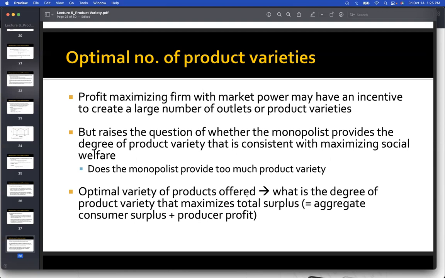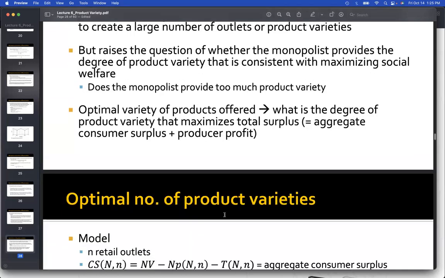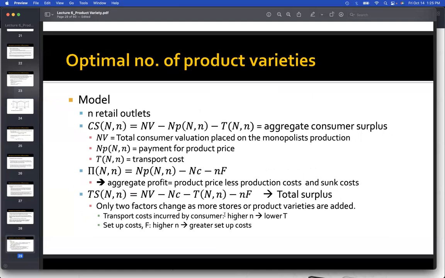Okay. That raises the question whether the monopolist provides the degree of product variety that is consistent with maximizing welfare. The optimal variety of products offered: what is the degree of product variety that maximizes total surplus, which is, again, consumer plus producer. So now let's go to optimal here in the sense of maximizing total surplus.